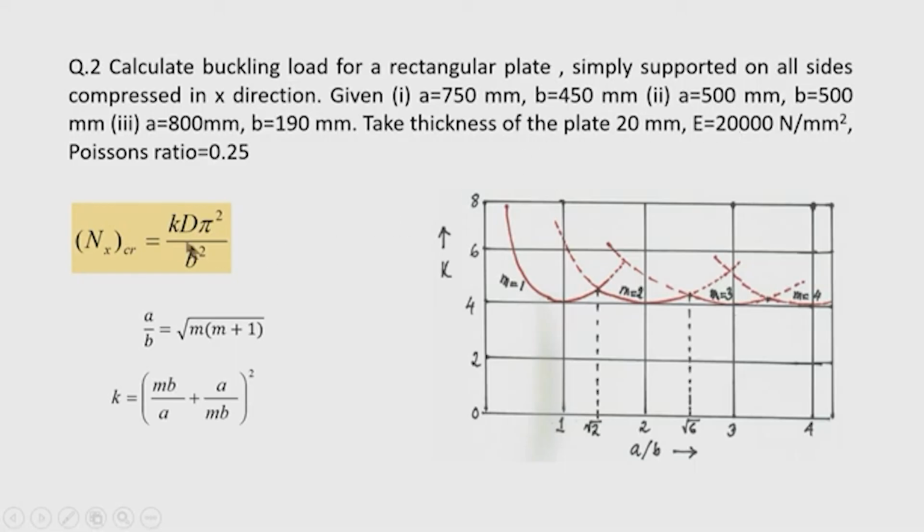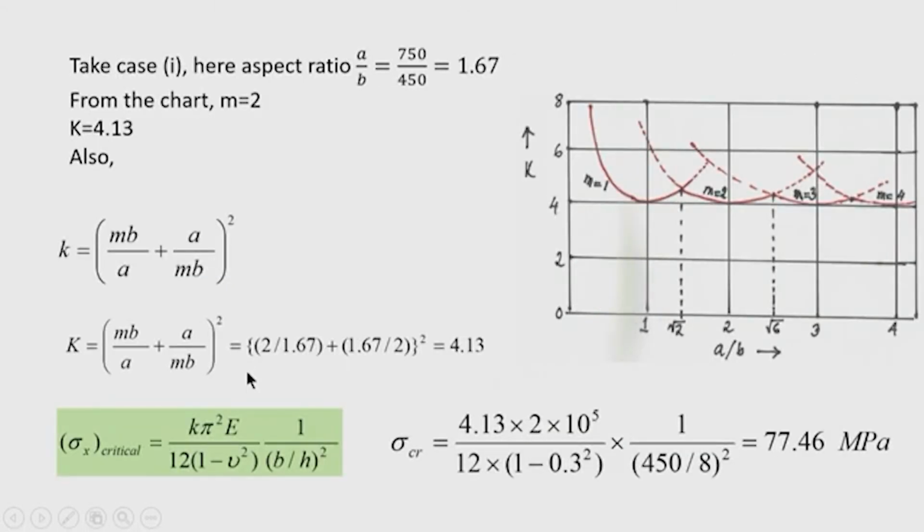Okay. So, these are the things that we derived in this class. The critical value of the buckling stress is k pi square D by b square, and a by b in general equals m into root over m into m plus 1, and k is the quantity m b by a plus a by m b, whole square. Okay. Now, let us see the first problem. Okay, first case.